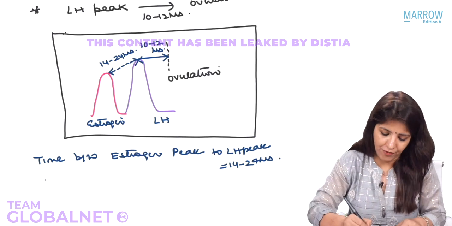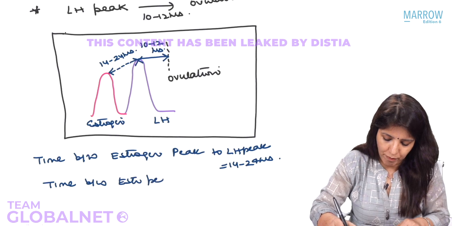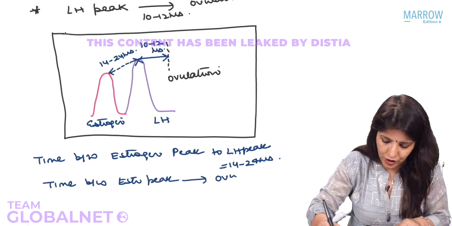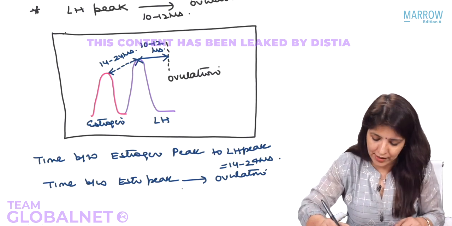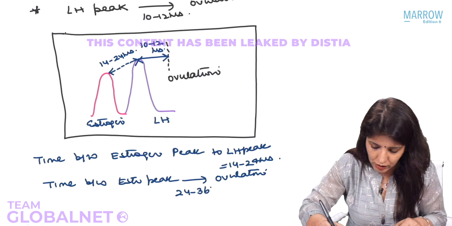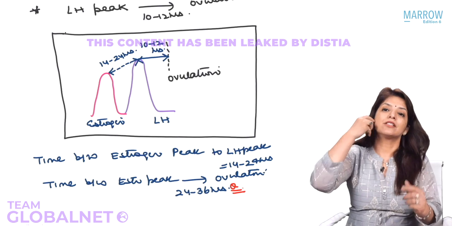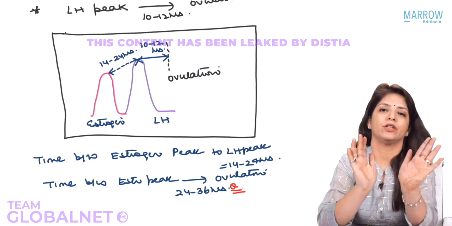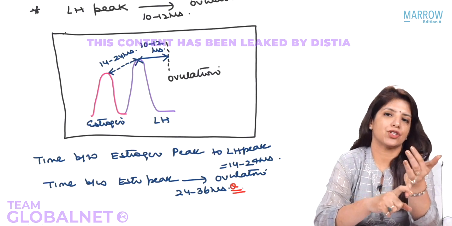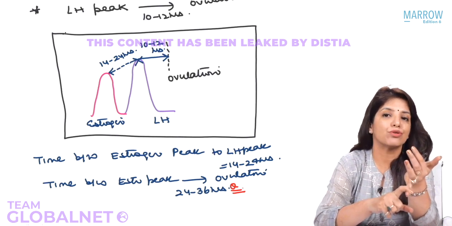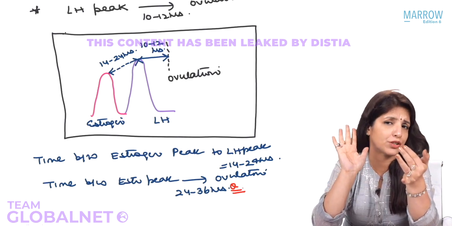In other words, if I say what is the time between estrogen peak and ovulation, when you add 14 to 24 plus 10 to 12, the answer comes out as 24 to 36 hours. Now, let's make these things a little simpler for you. You have to remember only three values. One value is if they ask you what is the time interval between LH surge and ovulation. So you know best answer is 32 to 36 hours. Second best answer is 24 to 36 hours. It means in my mind I have 24 to 36 also.